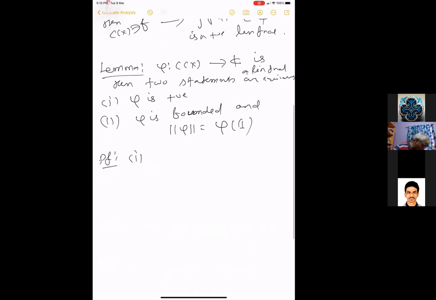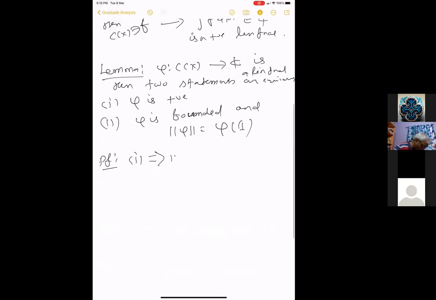Okay. So 1 implies 2. Phi is a positive functional. Then we want to prove that phi is automatically bounded and the norm of phi is equal to phi of 1. Assume phi is on C of X. It's not bounded yet, we haven't assumed it's bounded. Phi is just a linear functional. So we assume positivity and want to prove it's bounded and its norm is equal to phi of 1. We want to prove 2.